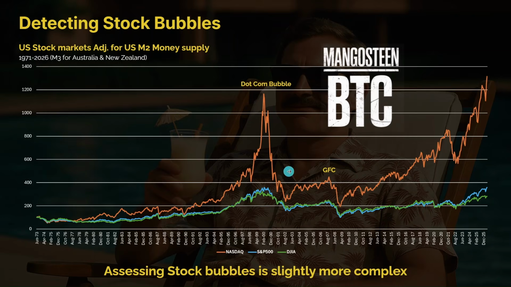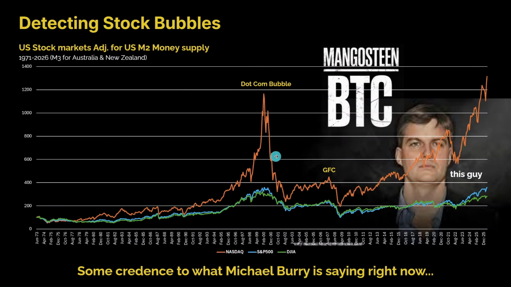You can see a clear trend for why you would say Michael Burry might be onto something in saying what he has said, that we are feeling like we're in the 2000s, because on a money adjusted basis, that is correct. This gives a lot of credence to what Michael Burry is saying, and so I have a lot of respect for what he's said here. But what I think we want to do is understand that things are slightly different.